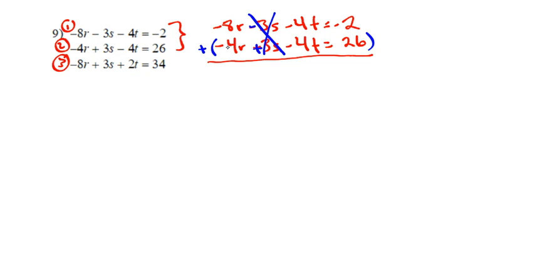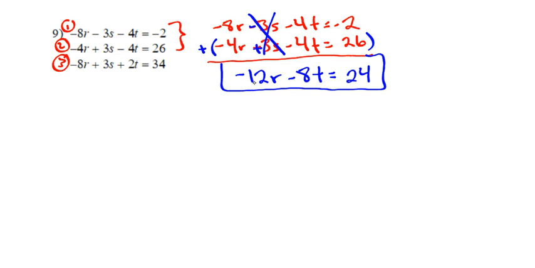So we do negative 8r plus negative 4r, that's negative 12r. If you add negatives, you should become more negative. Negative 4t plus negative 4t, that's negative 8t. And then negative 2 plus 26 is 24. So here's one of my equations. And something to be said here is that these things all divide by 4. So if you wanted to, you can make your numbers smaller and divide all those coefficients by 4, and then they'll be a little bit nicer, a little bit smaller.